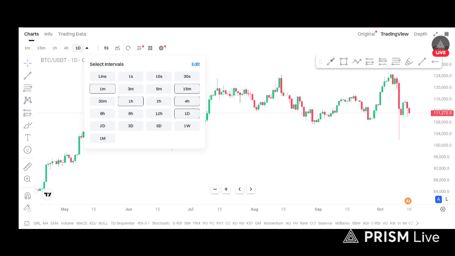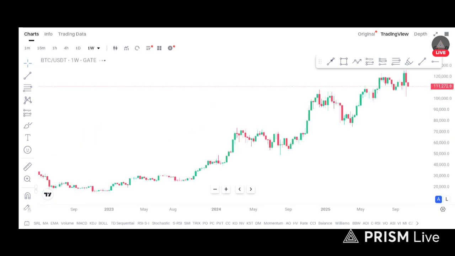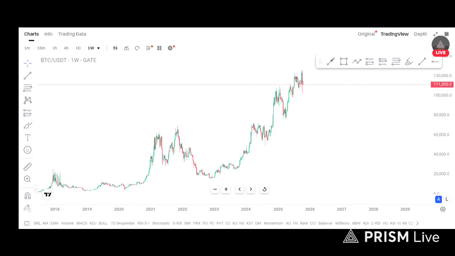Okay, let's go to the weekly time frame. I think this weekly time frame is totally in an uptrend. So let's start from here. This is a break of structure here. This is a break of structure. This is a break of structure here. This is another break of structure. What is it telling you? It is taking out the highs. Remember, in an uptrend, what you want to be taking out is the highs.